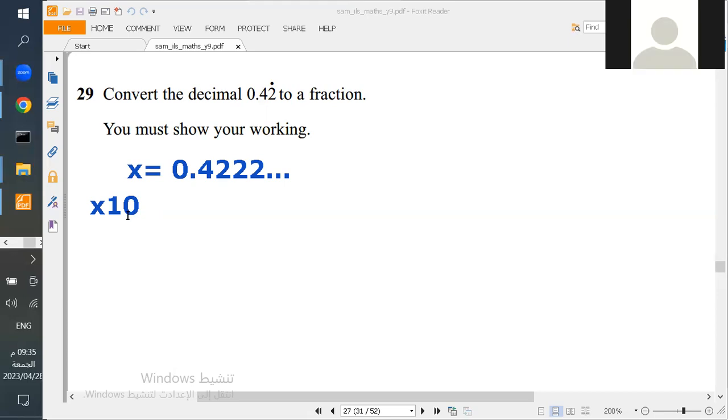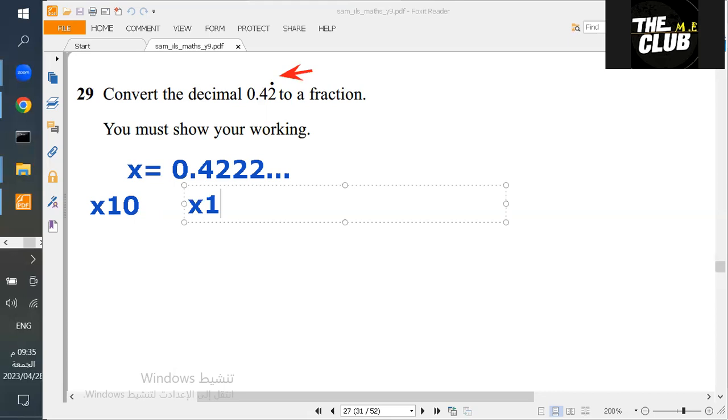The point above the 2, what does it mean? It means recurring. Recurring means it's repeated. Oh, repeated. So the 2 is repeated many times here. Okay? So the first thing we did was multiply by 10 here and here.